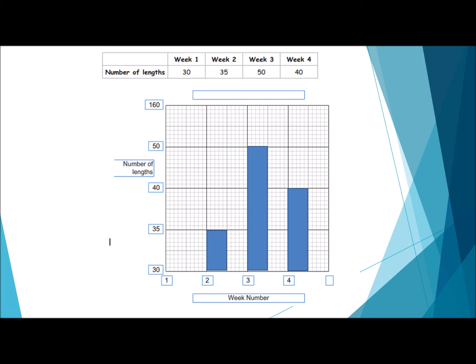Then we check the plotting. So week 1, I guess, yes, probably is at 30. Week 2, 35, yes. Week 3, 50. Week 4, 40. So that graph would get 1 out of 3 because the plotting has been done correctly, even though the scale itself was wrong.